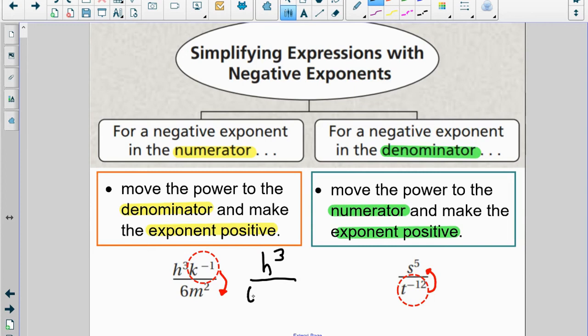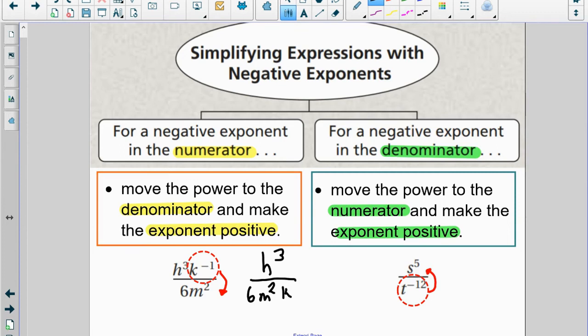On the bottom, my 6 is still there. My m squared is still there. But now I also have this k raised to the first power in the denominator. Now, a couple things. I change my exponent to a positive 1, but I do not need to write the positive 1 as an exponent because anything without a visible exponent is raised to the first power. Like x is the same thing as x to the first power. So I don't really want to put that 1 there because that wouldn't be proper.